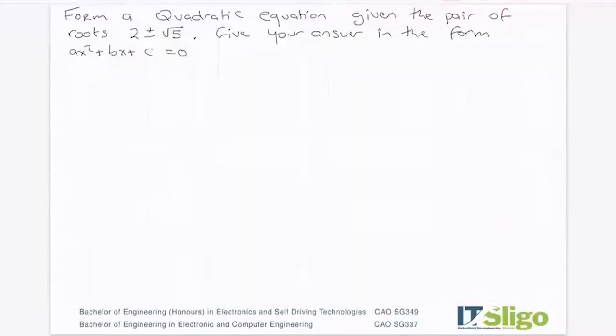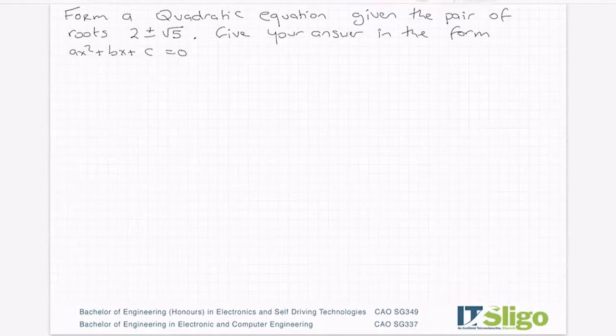Right, let's have a look at this, which is kind of a different question on surds. Form a quadratic equation given the pair of roots 2 plus or minus root 5. Give your answer in the form ax squared plus bx plus c is equal to 0. Okay, there's two ways of doing this.